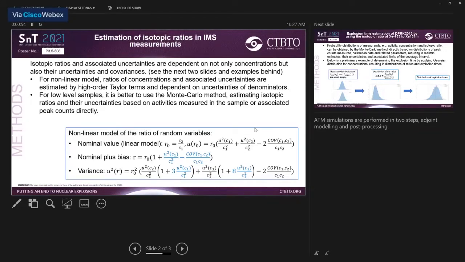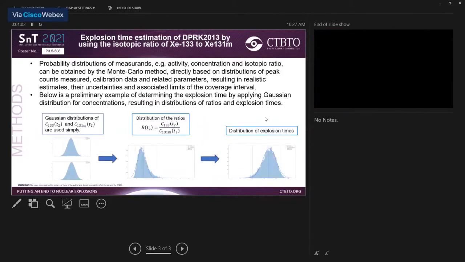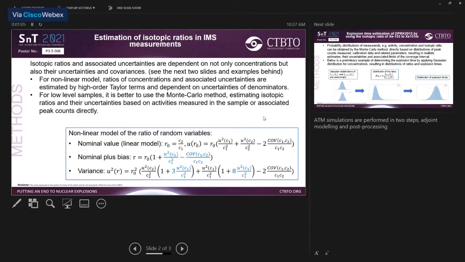If you see this equation, the division algorithm of a random variable is a kind of nonlinear model. So the value of the ratio and the uncertainty do not depend only on the concentration values itself, but are also related to the uncertainty and the covariance. This equation is still complicated. If the concentration is not the measured quantity, we measure the activity in the sample or the peak counts in the spectrum, so it might be very complicated for the analytical procedure.